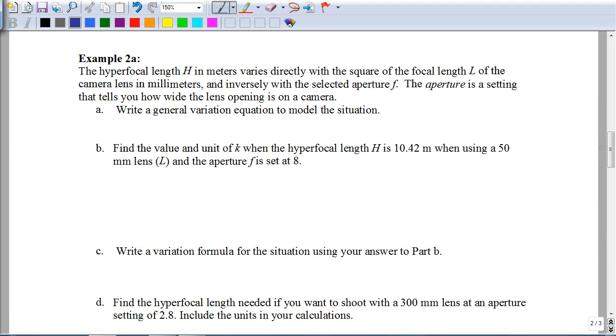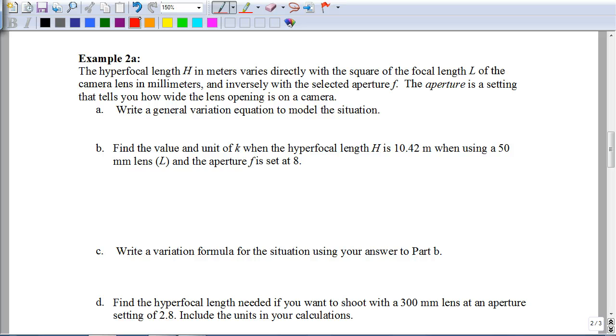Okay, so how does that work out? Well, it says the hyperfocal length in meters varies directly with the square of the focal length of the camera lens in millimeters, and inversely with the selected aperture f. By the way, the aperture is a setting that tells you how wide the lens opening is on a camera. So that's not used in our formula, but it says write a general variation equation to model the situation. So this is going through the 4 steps that we talked about in the front. It's just taking us through step by step here.